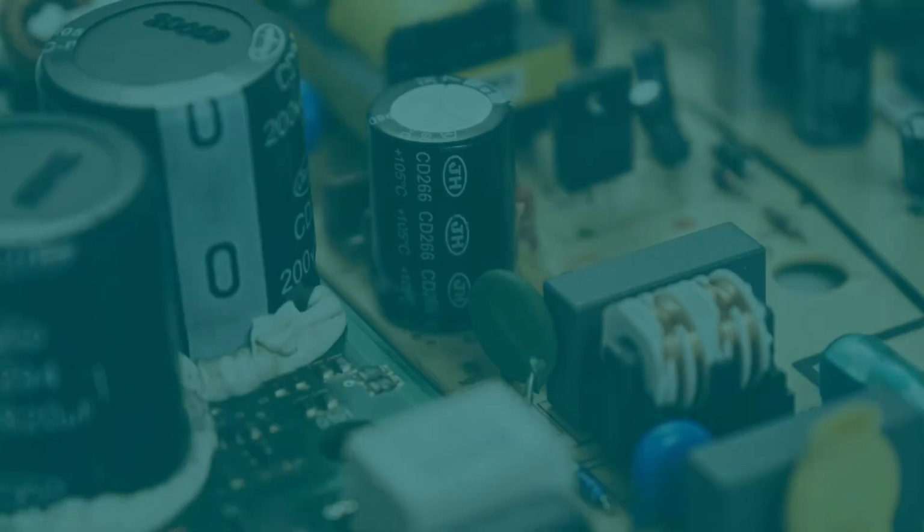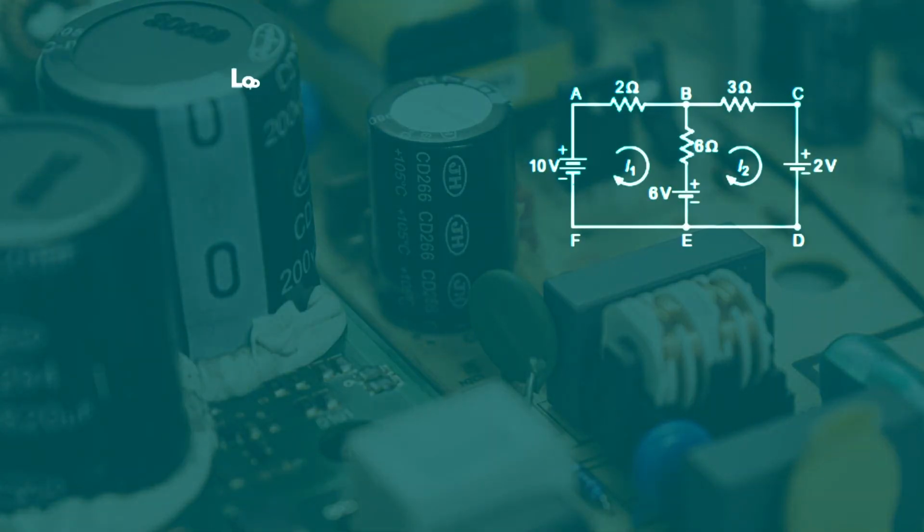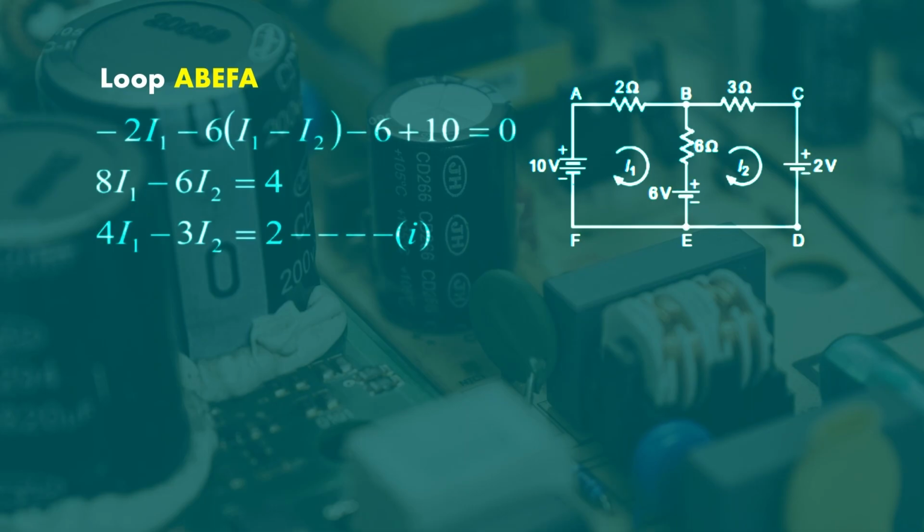Now this mesh analysis can also be explained with the help of an example. Here you can see in the example there are two meshes. The first mesh is A, B, E, F, A, and the second mesh is B, C, D, E, B. So just apply KVL in mesh A, B, E, F, A. You can write the equation minus 2 I1 minus 6 (I1 minus I2) minus 6 plus 10 is equal to 0, because I1 is a loop current flowing in mesh 1 and I2 is a loop current flowing in mesh 2.